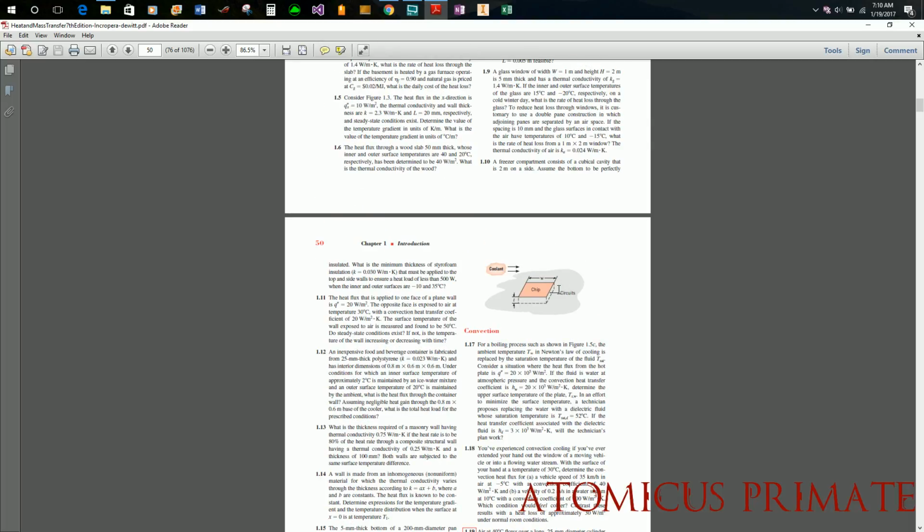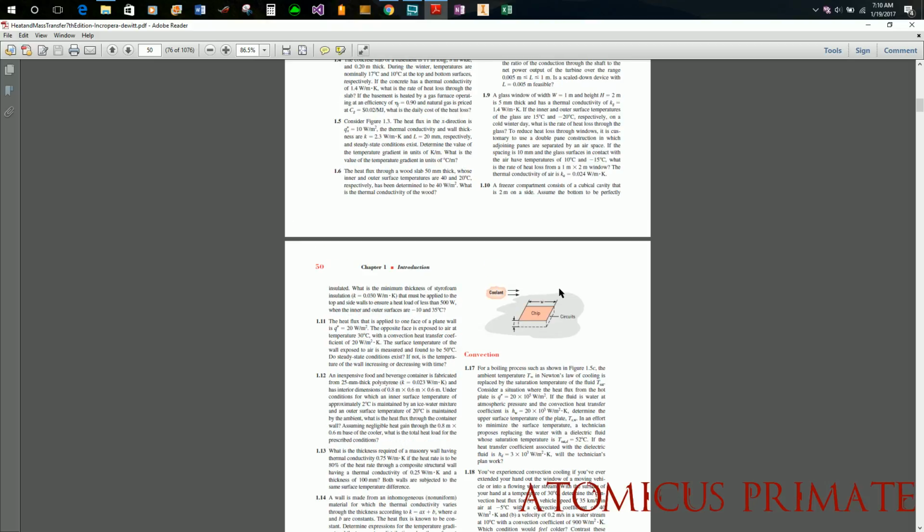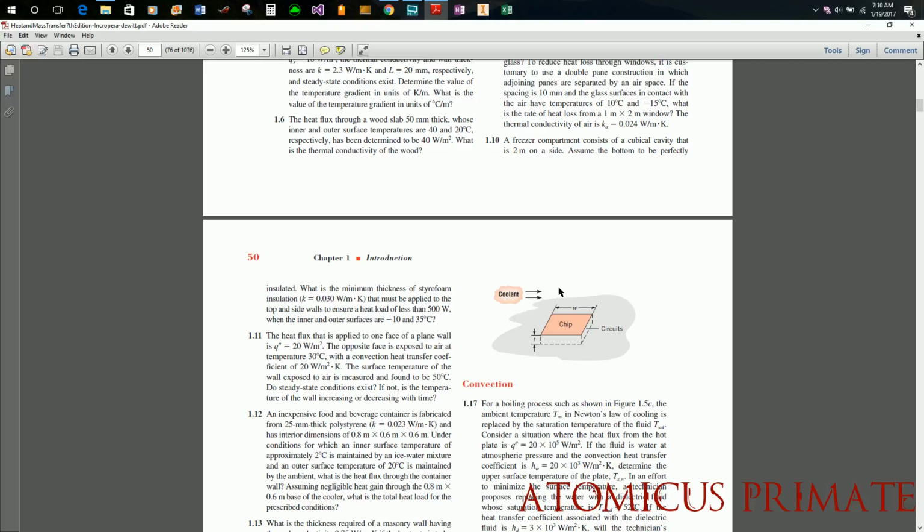1.10 first: a freezer compartment consists of a cubical cavity that is 2 meters on a side. Assume the bottom to be perfectly insulated. What is the minimum thickness of styrofoam insulation, k equals 0.030 watts per meter Kelvin, that must be applied to the top and side walls to ensure a heat load of less than 500 watts when the inner and outer surfaces are -10 and 35 degrees Celsius?